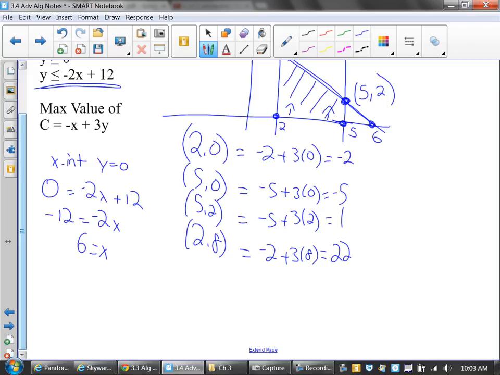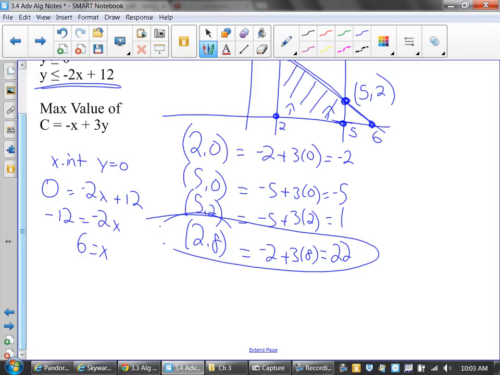Anyway, so where's our maximum value? Let's try another one. So, like I said, in this problem here, it just asks you to find the maximum. The maximum value occurred at 2, 8. So your maximum value is at 2, 8.